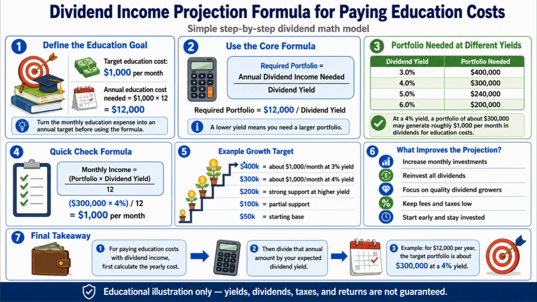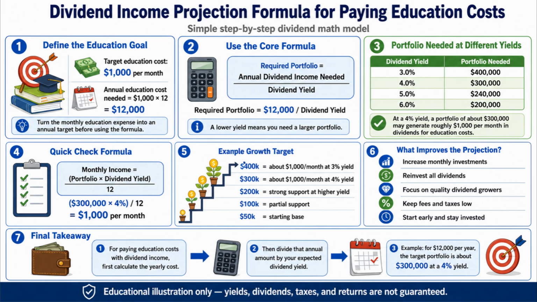Moreover, there are several ways to improve the projection. Increasing monthly investments can help build the portfolio faster. Reinvesting dividends can also increase future income potential because the dividends buy more income-producing assets. In addition, focusing on quality dividend growers may help the income stream grow over time. Keeping fees and taxes low is also important, because costs can reduce the amount of money available for compounding. Most importantly, starting early and staying invested gives the portfolio more time to grow.